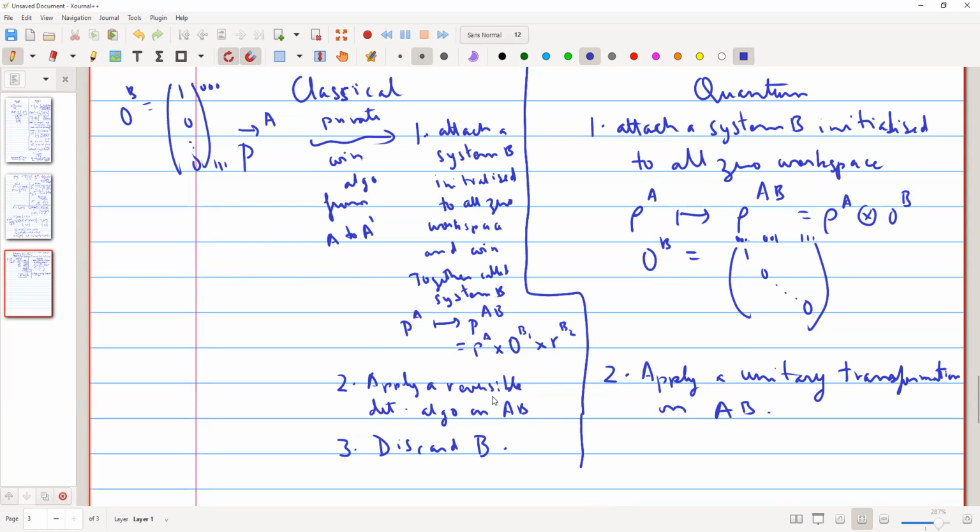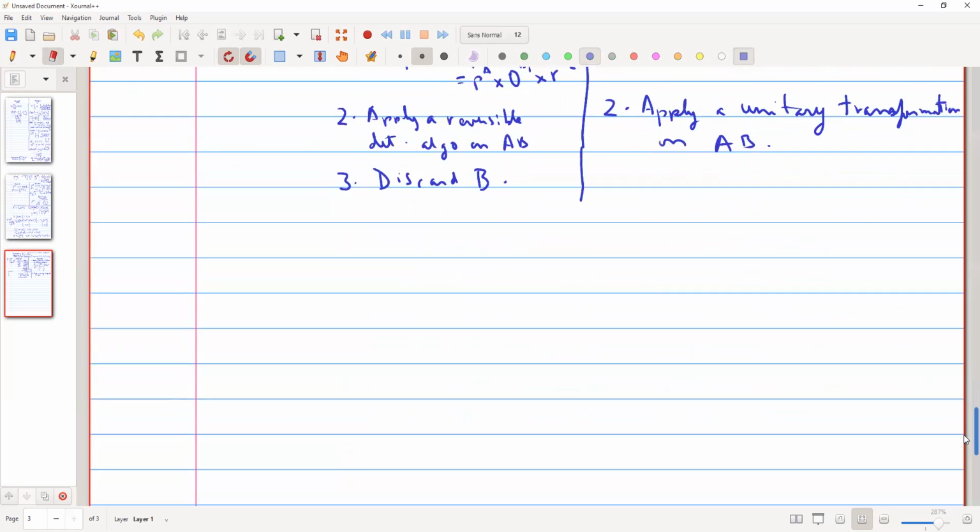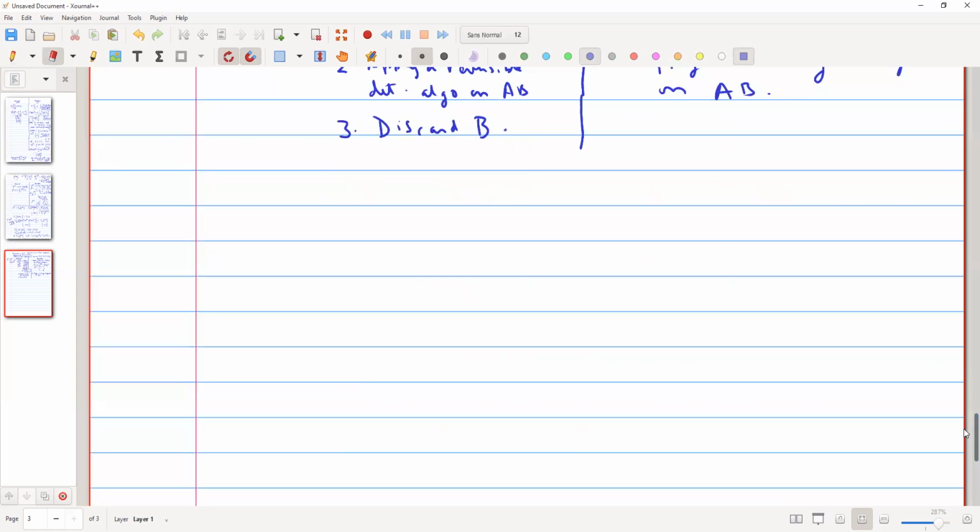What was the classical reversible deterministic algorithm? It was a permutation of bit strings. Let me give an example. Let us say I take bit strings of length 3. I want to convince you that a permutation of bit strings is actually a unitary matrix once you view things the right way.